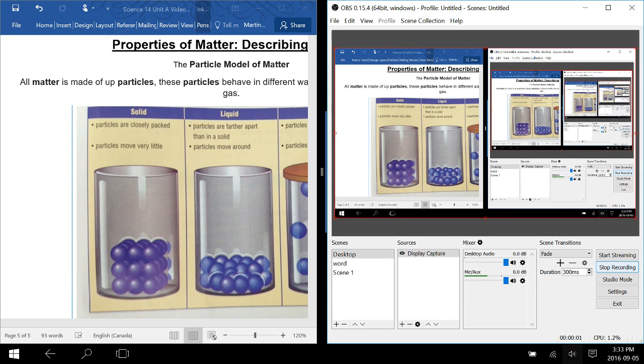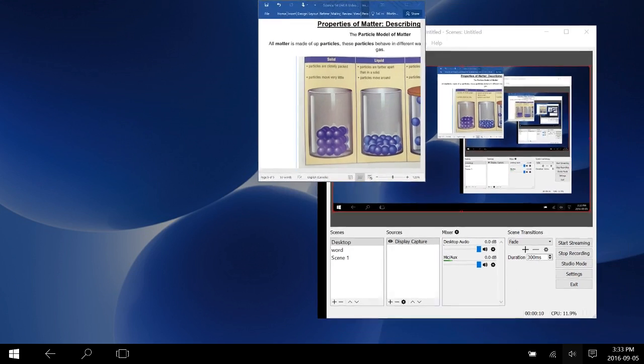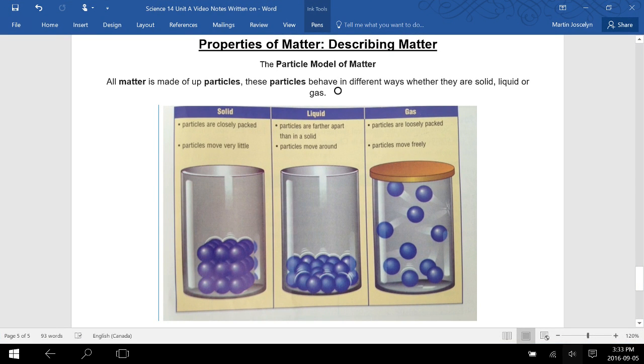All right, welcome to part 2 of properties of matter. We're going to talk about describing matter.